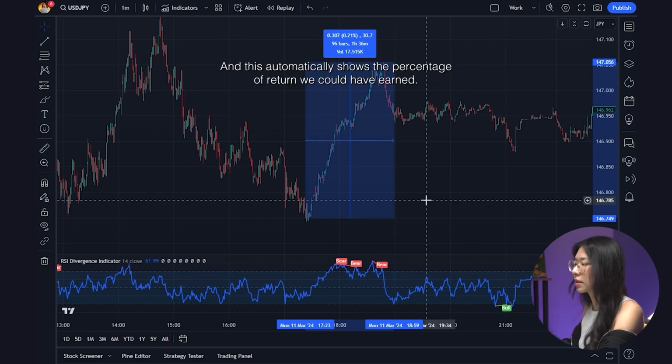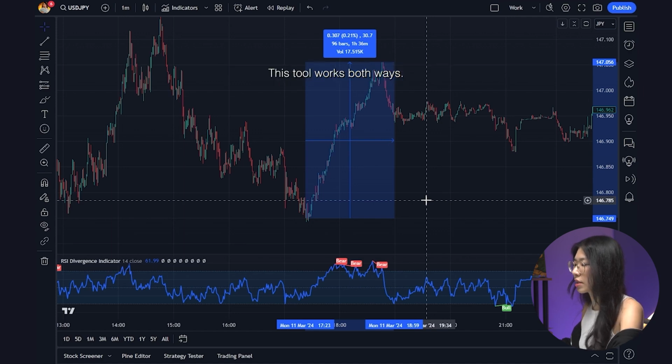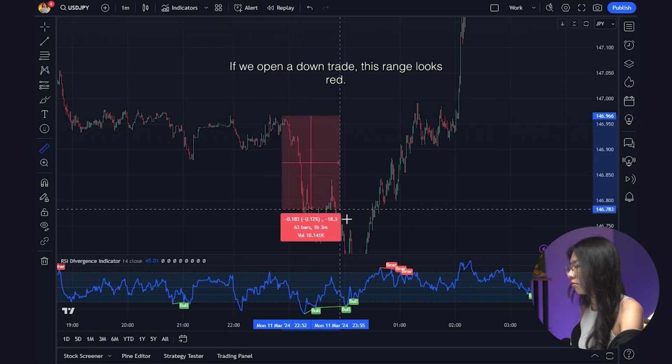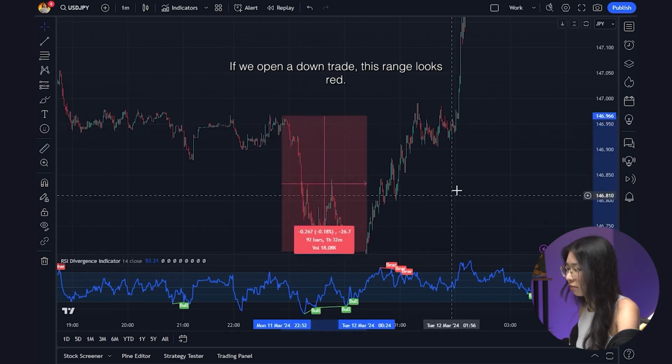So guys, this automatically shows the percentage of return we could have earned, and this tool works both ways. If we open a down trade, this range looks red.